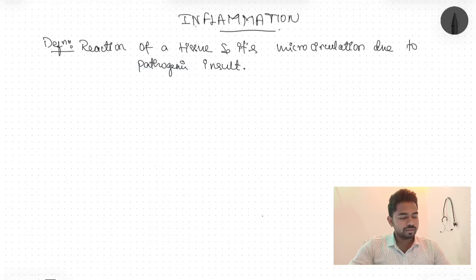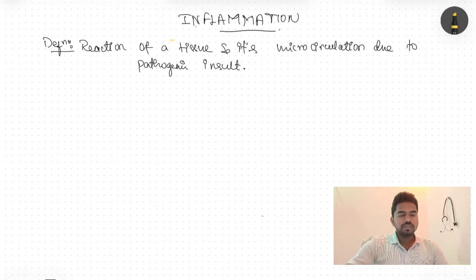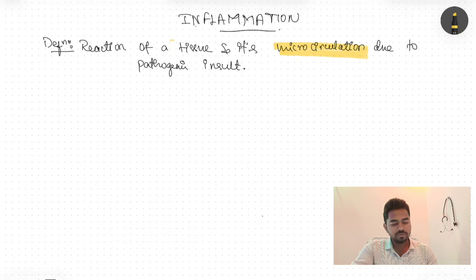Okay, let's try to understand this, guys. Inflammation is nothing but a reaction of tissue. It is occurring in a tissue, right? It's a reaction of tissue and its microcirculation. Why is it called microcirculation? Because many cells are involved. Even a pathogen, which is a microorganism, is involved. Microcirculation due to pathogenic insult, due to pathogenic exposure.